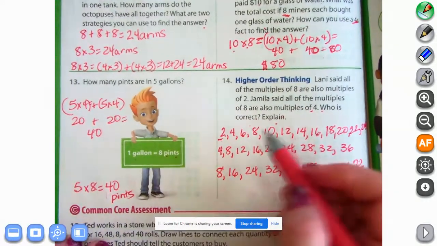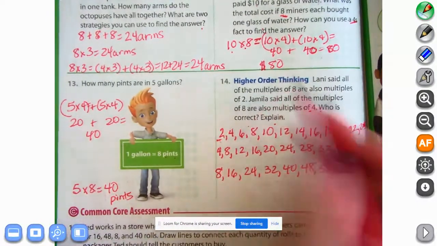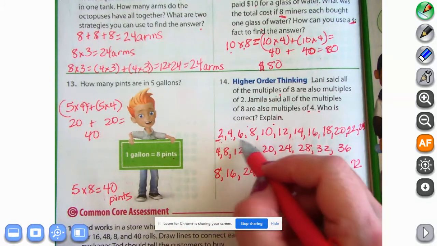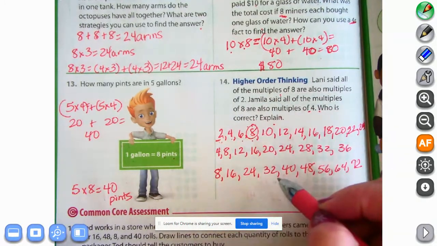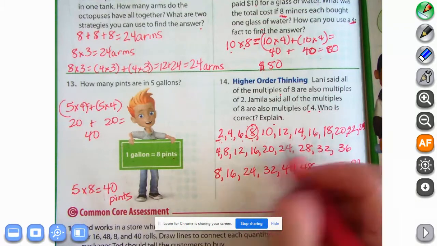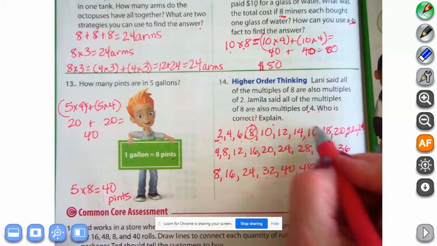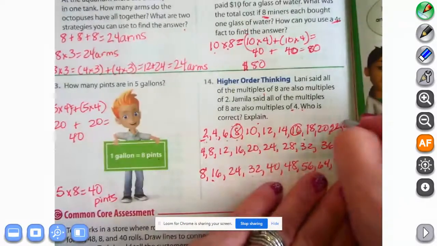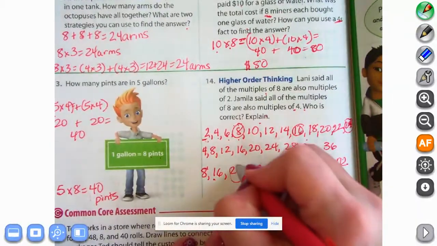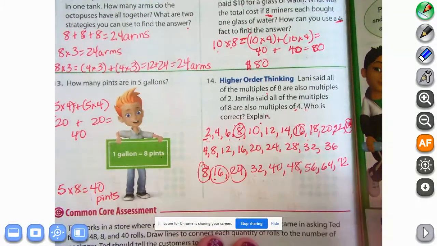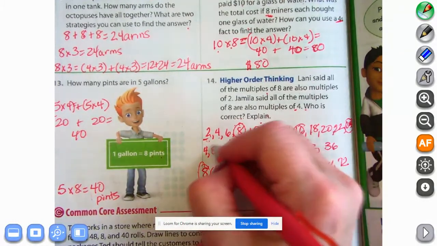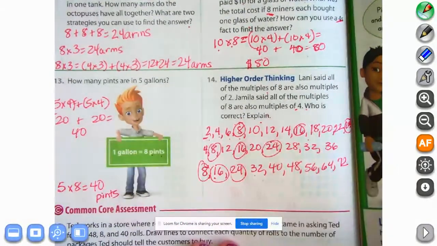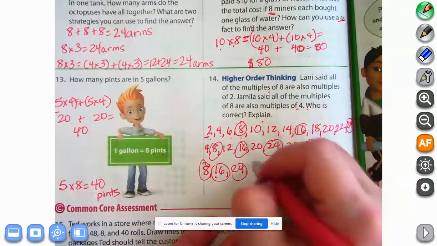Now let's go through here and see if we have multiples of 2 that are also the multiples of 8. 2, 4, 6, 8. Do we get another number as we skip count? 16 and 16. Do we get another number? 24, 24. And 8. Now in the 4s, there's 8, there's 16. There's 24. There's 32. 32 here as well.